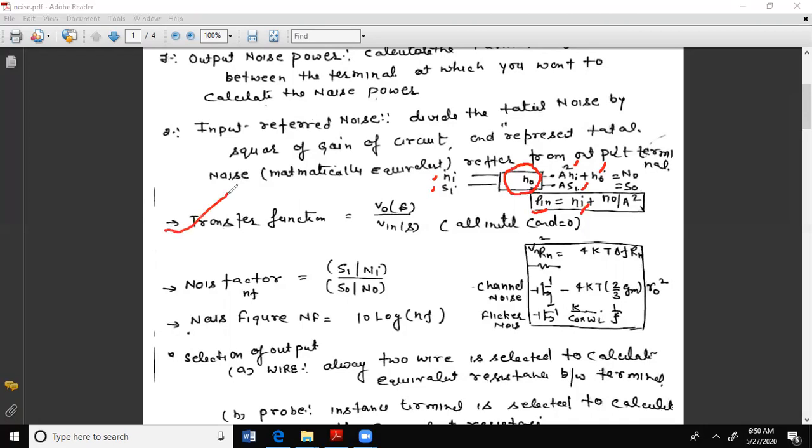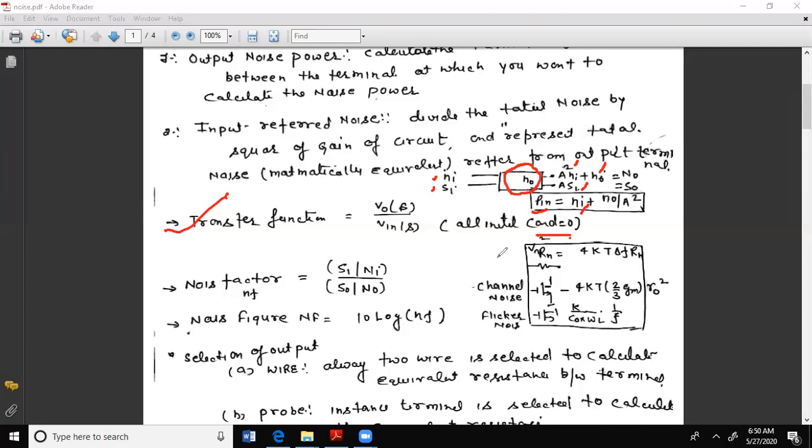Next one is the transfer function. Transfer function is the ratio of output quantity to the input quantity in frequency domain with all initial conditions zero. All initial conditions zero means if the amplifier or circuit has a number of elements which can store the energy, inductive, capacitive, then initially all the energy of the elements should be zero.